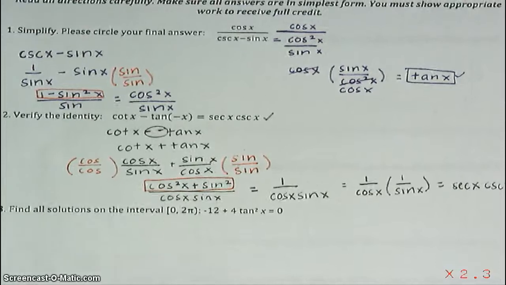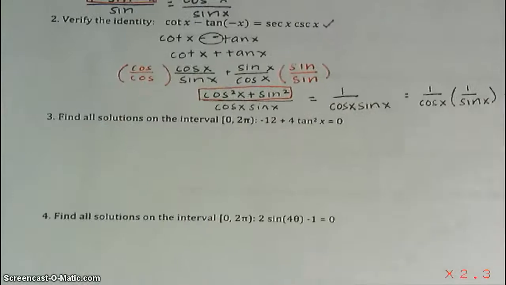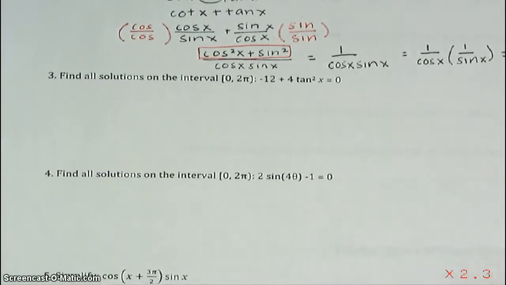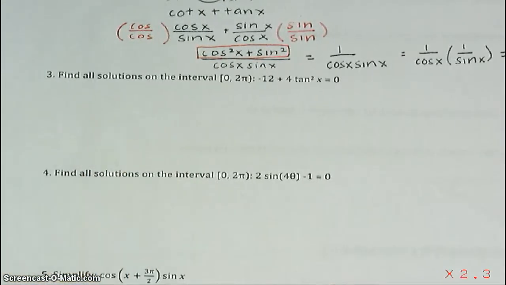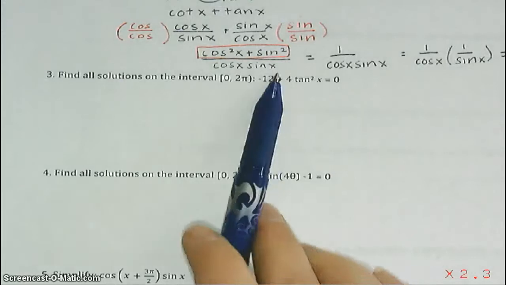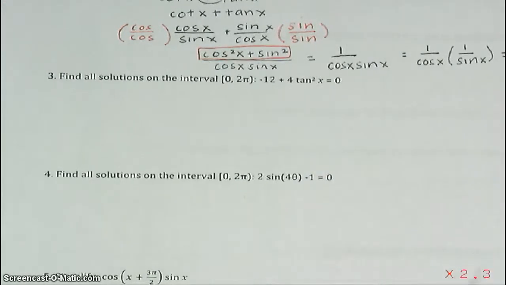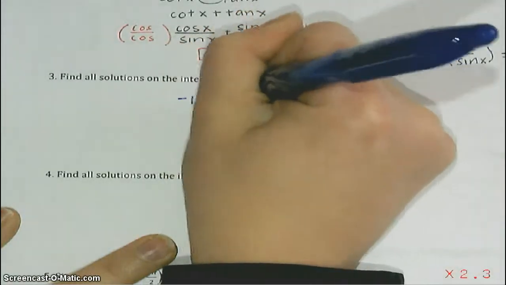Moving on, we are going to do question number 3 and question number 4. Both of these deal with solving trig equations, and they are going to incorporate the unit circle. Some things to remember, maybe identities are going to come in handy. Maybe if you take the square root of something you're going to have plus and minus. Let's see what we run into.